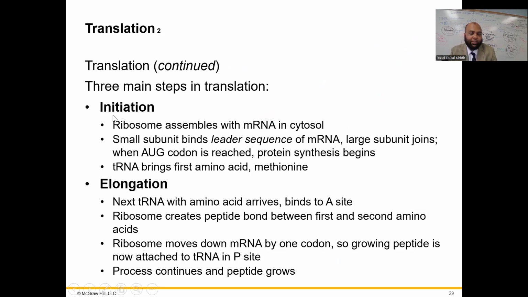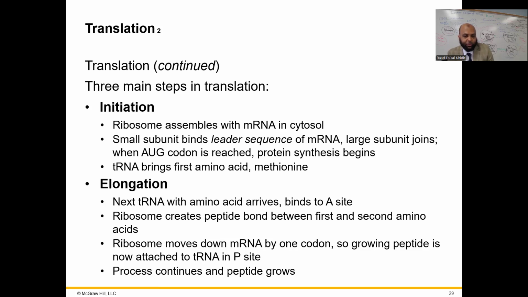So there are three main steps in translation. The first one is known as initiation. In initiation, the ribosome assembles with mRNA in the cytosol. The small subunit binds the leader sequence of mRNA, and the large subunit joins when AUG is reached. What is AUG? Start codon. What amino acid does AUG have? Methionine. Excellent. So the small subunit binds the leader sequence of the mRNA, and the large subunit joins. When the AUG codon is reached, protein synthesis begins. The tRNA brings the first amino acid, methionine.